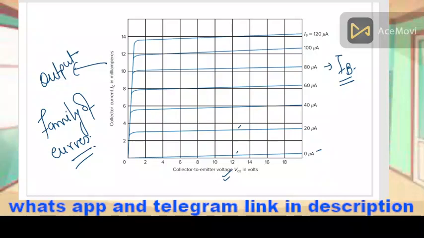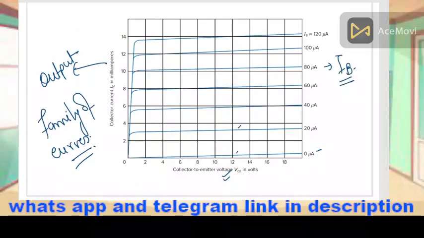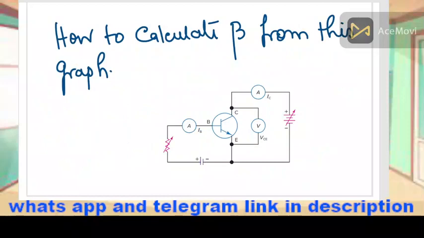Now let us see how a typical graph can be used to calculate the parameters of interest. I have told you about some parameters like alpha, beta and gamma. These are the parameters that are of interest in a transistor circuit. Alpha, beta, gamma are transistor parameters, and their values are basically ratios, so they don't have any unit. They can tell you about the functioning of the transistor or the functioning of the circuit. Now, if you have this kind of graph, how can you calculate beta from the graph?